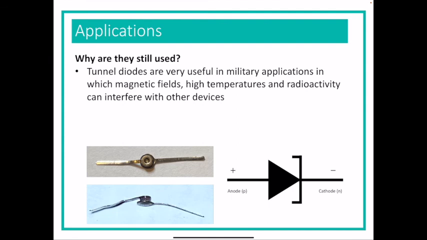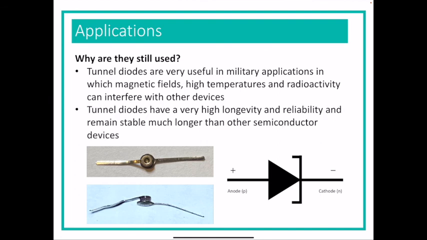So why are tunnel diodes still used? Why am I actually even talking to you about them? Well, aside from being cool, they're really good in military applications because there's all kinds of conditions that the military encounters that aren't encountered by regular people. So you have magnetic fields, you have radioactivity, you have really high temperatures depending on where you are. So they are useful there, and they are actually very long-lived and very reliable. So they do still exist.